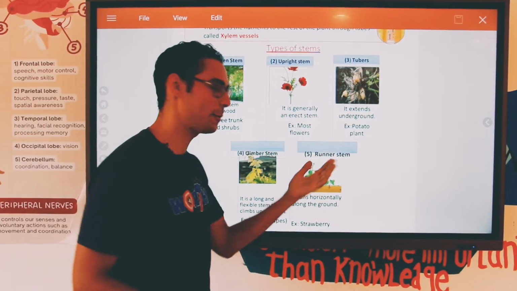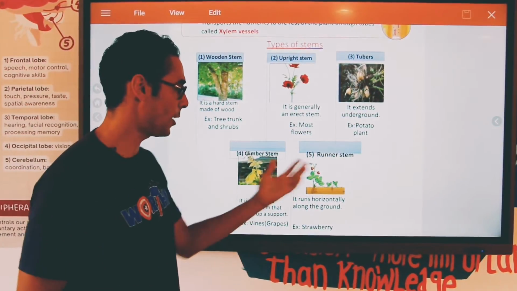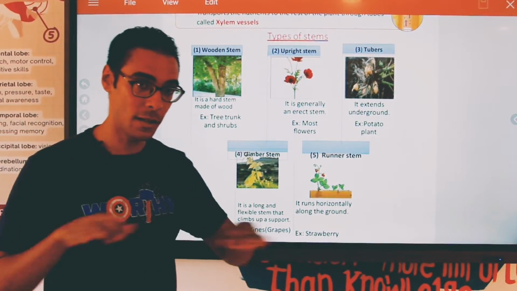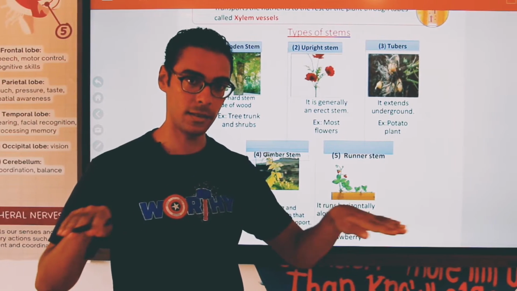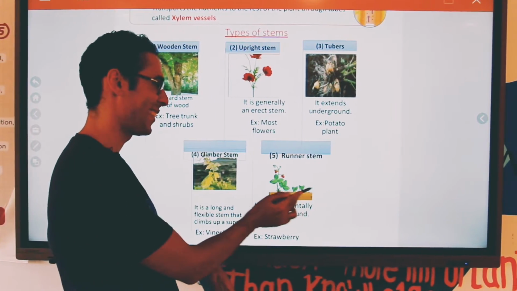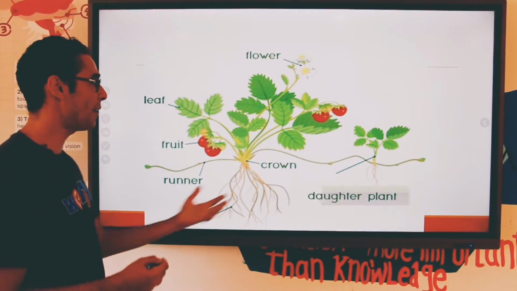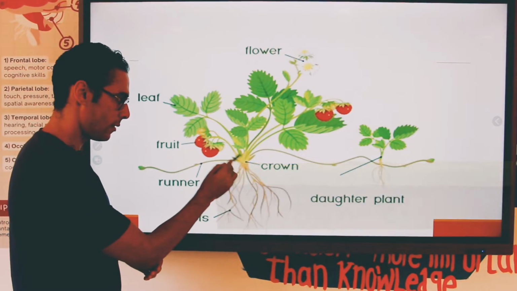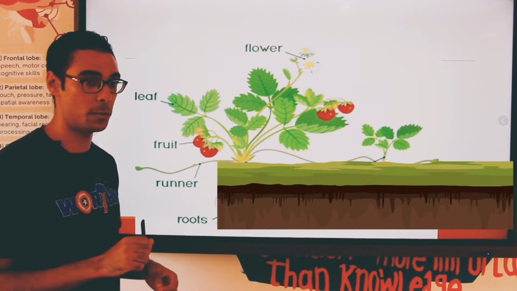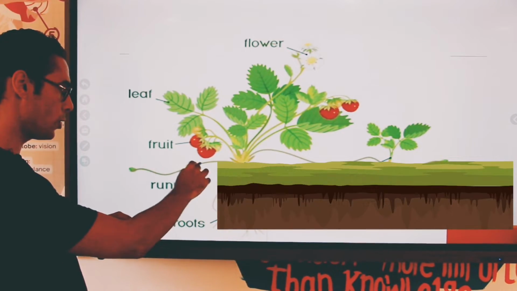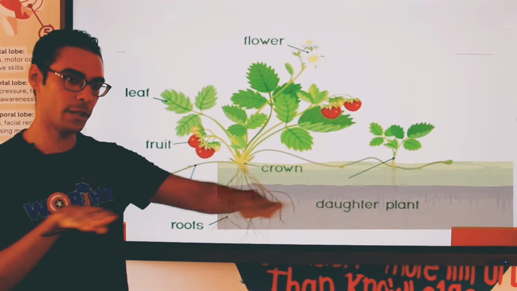Finally, the last part, which is going to be the runner stem. The runner stem is a great example here in our curriculum of stems that grow horizontally. Horizontally means along the soil. We're going to watch this in the strawberry. So let's go. In front of you right now, a complete plant of the strawberry. I need you to take a look at the place where the stem is supposed to be, between the roots and leaves. You're going to find the stem goes horizontally like this over the soil.